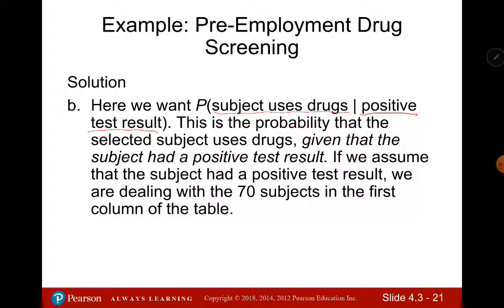We switch the order of B and A. This time, positive test result will be our condition, not uses drugs. Okay, so that's the difference between A and B. This time, the condition is positive result. So how can we do it? We can just use the intuitive rule to do this.